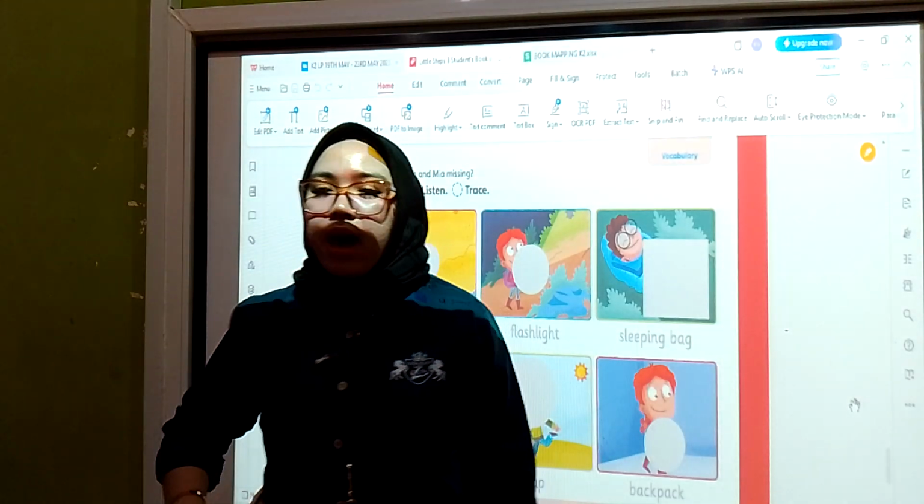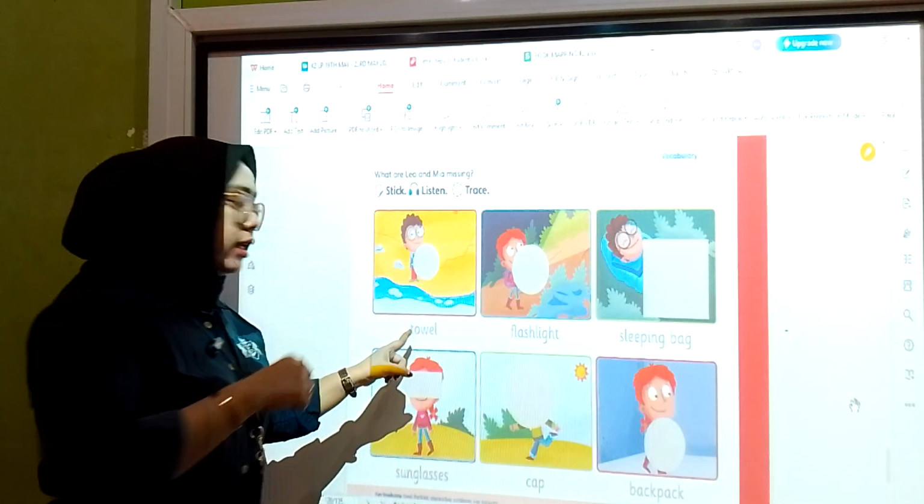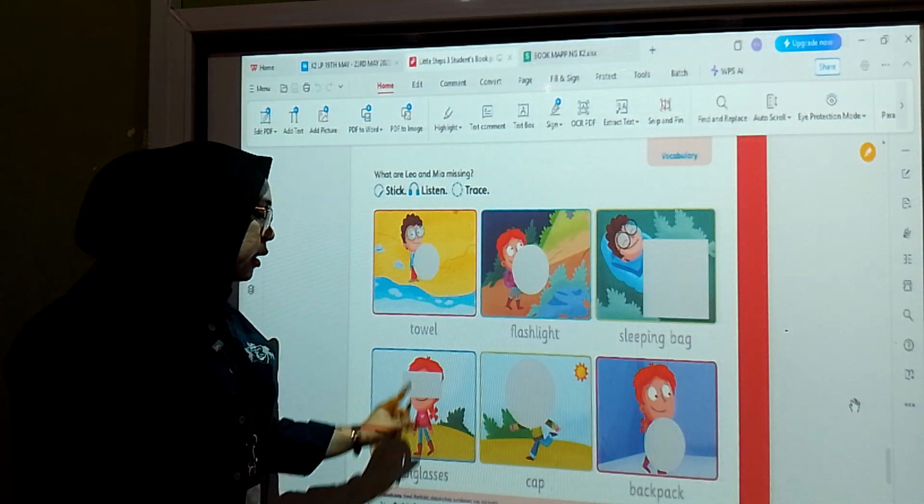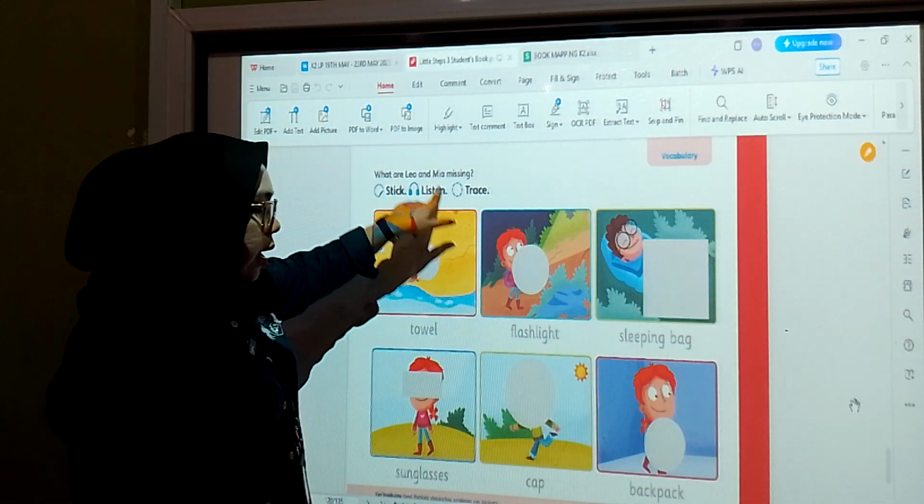One more time, I ask you again, what is it, guys? Towel, flashlight, sleeping bag, sunglasses, cap, and backpack.